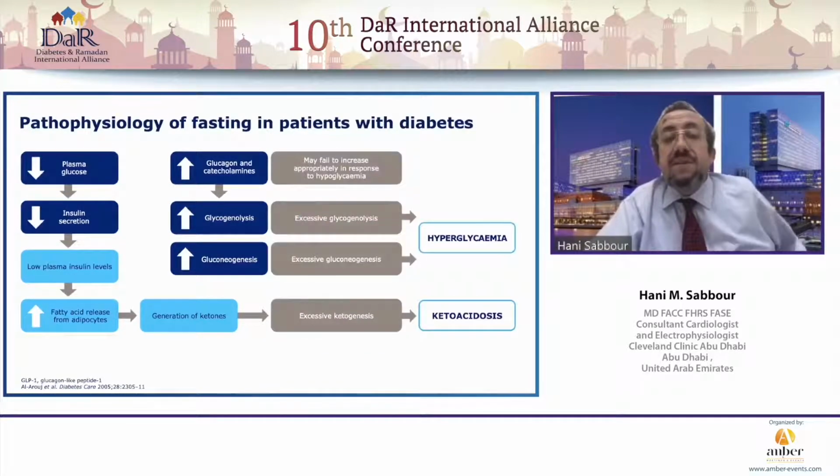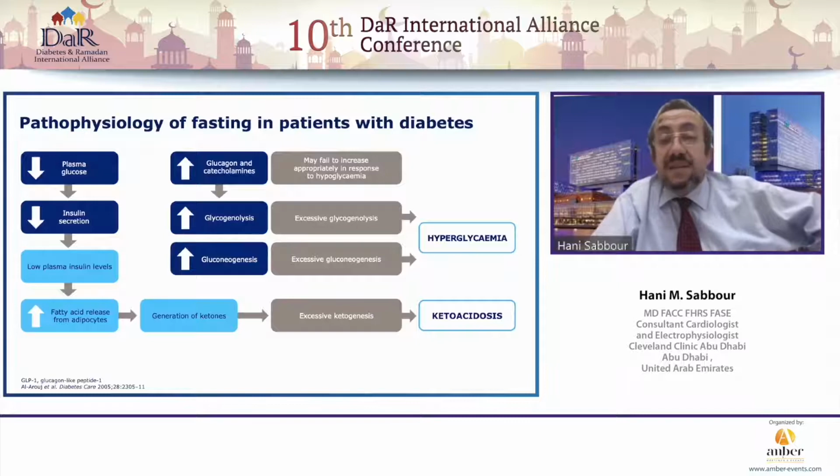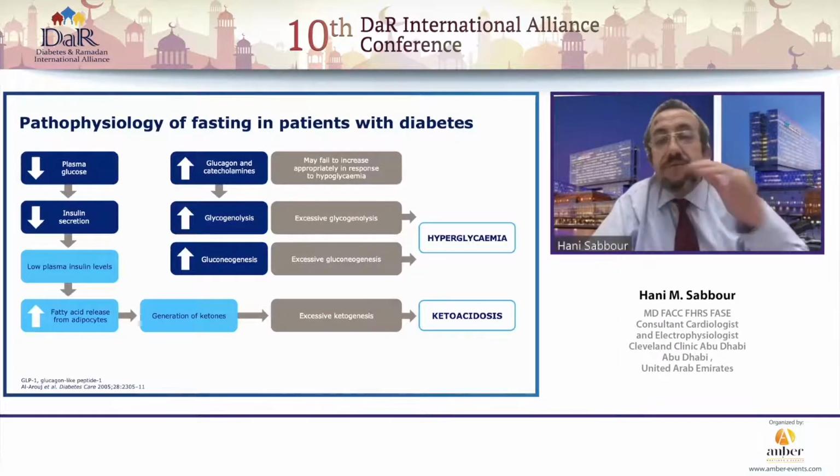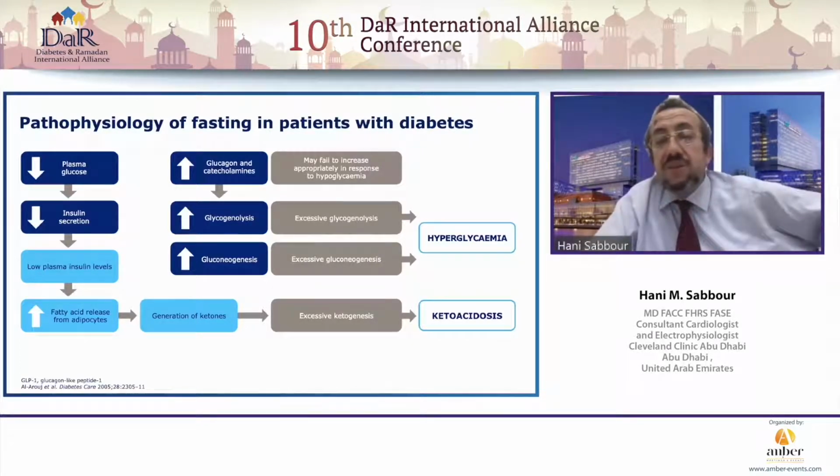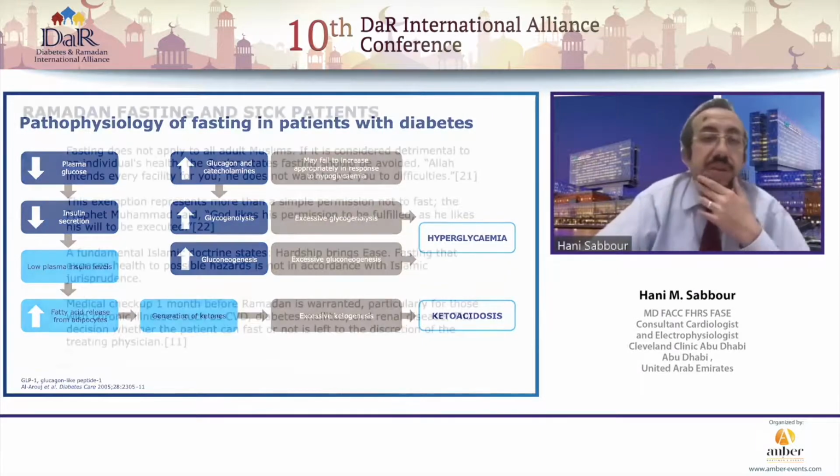Now, in the diabetics, there may be a failure to increase glucagon in response to hypoglycemia. There will be excessive glycogenolysis and gluconeogenesis as well, which may lead to, in fact, hyperglycemia. More ketosis due to the lack of insulin will lead to ketoacidosis. So these are the two major issues that differ in the diabetic patient.